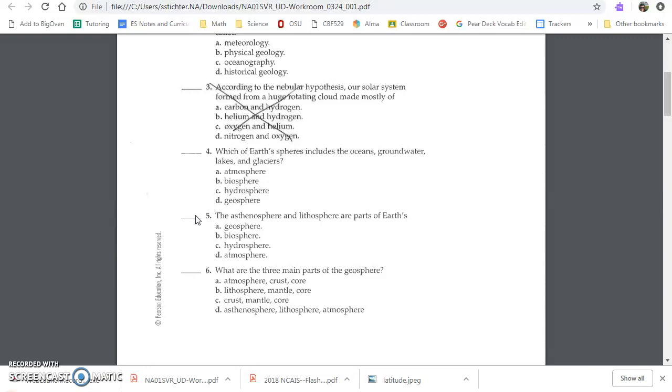Number 5. The asthenosphere and lithosphere are parts of Earth's geosphere, biosphere, hydrosphere, atmosphere.